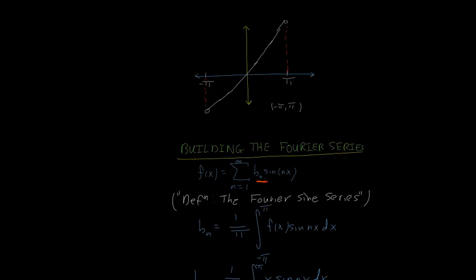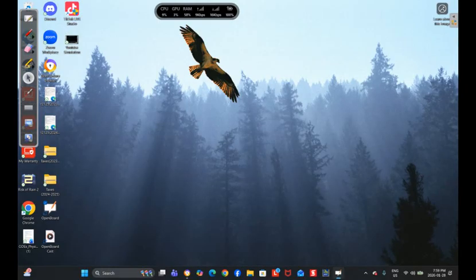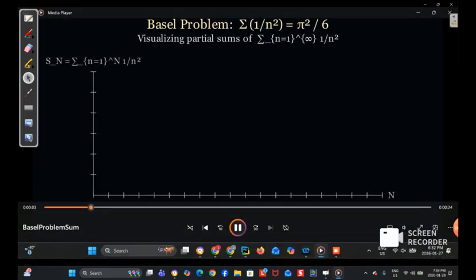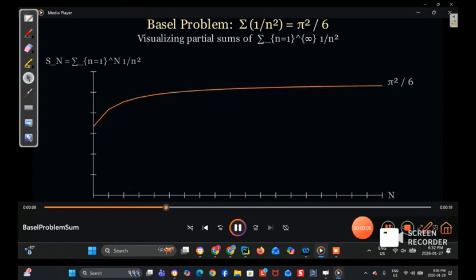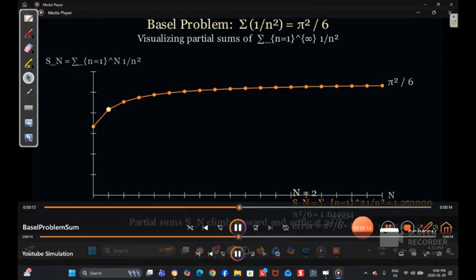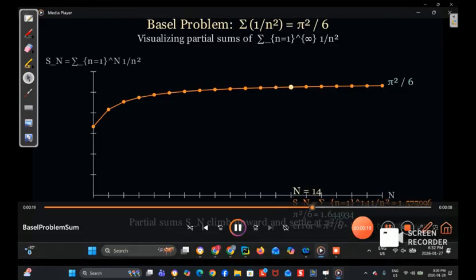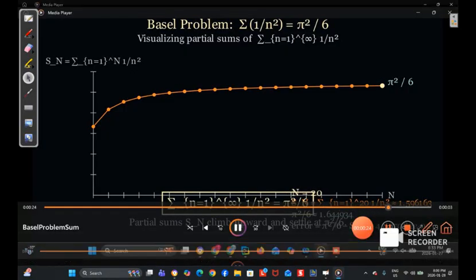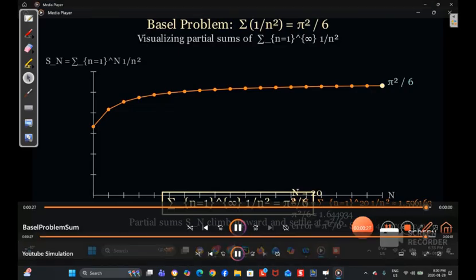Let me show you something with signal processing here. Let's go to the desktop. We're going to go to a really fast simulation. You can see that the infinite series is equal to pi squared over 6. Here's an example of some form of signal processing. You can see our sum: the partial sums of the summation climb upwards and settle towards pi squared over 6. So that's like a maximum limit that the summation can reach. This is pi squared over 6.